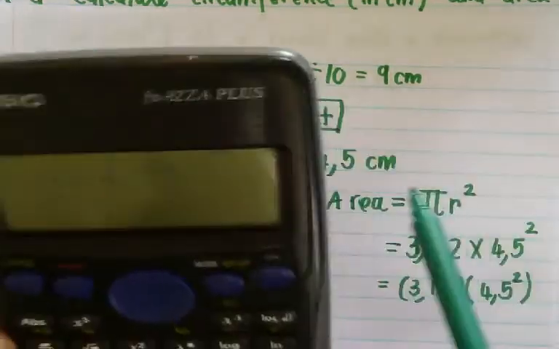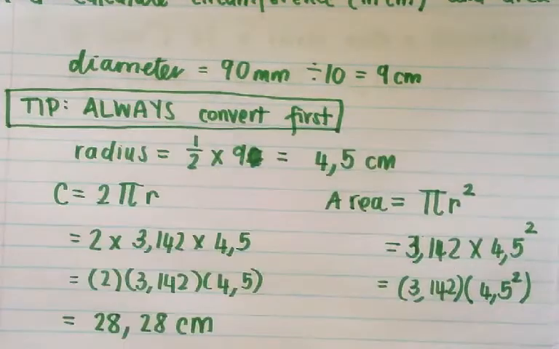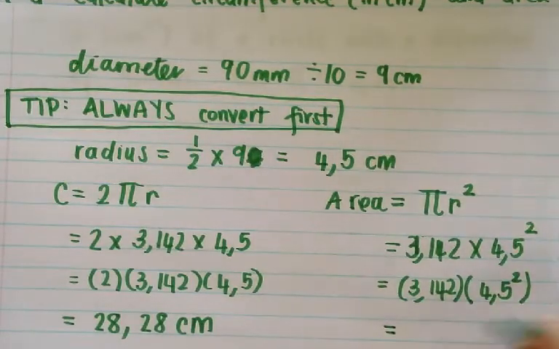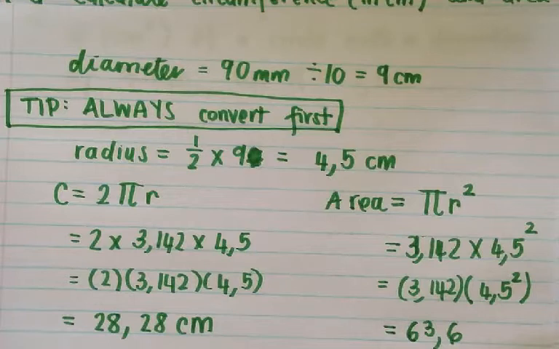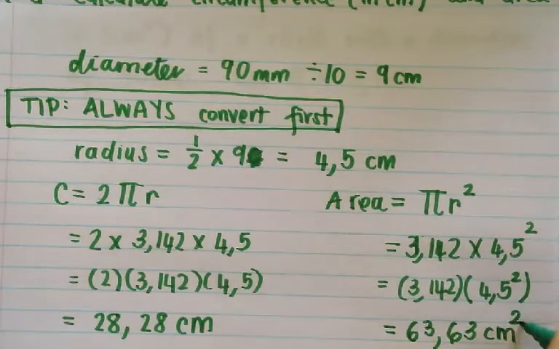Okay, answer. I have 63.6255. 2 decimal places would be 63 centimeters squared.